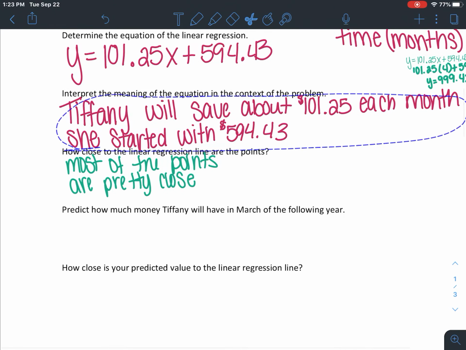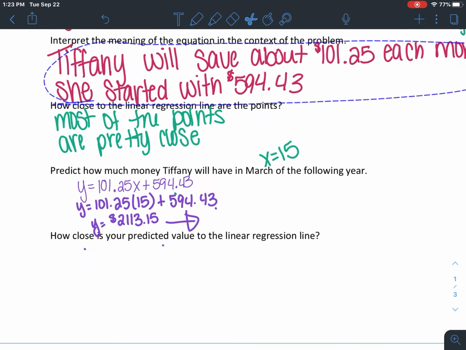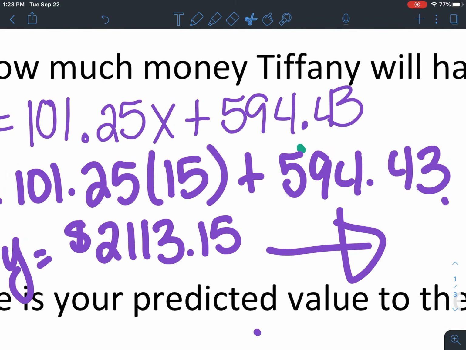And then we want to predict how much money Tiffany will have in March of the following year. So remember, a year is 12 months. So we went all year long. And then we're saying March of the following year. So we went full 12 months, and then January, February, March. So we went 3 additional months. So that means that our X value is going to be 15. 12 months in a year plus 3 more months. And I'm going to take that 15, and I'm going to plug it in to my equation, for X.